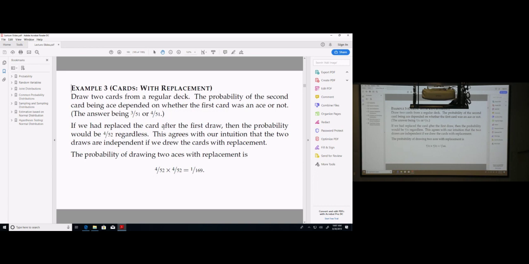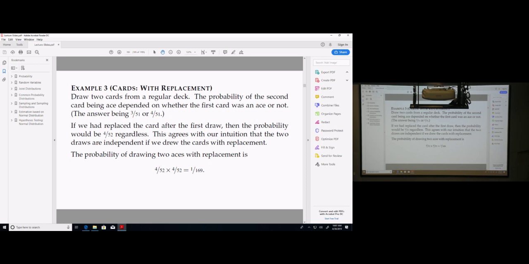But in order to make it into a certain scenario, we imagine that we put the person back into the bag, and so he will still stand a chance to be picked. So this is called sampling with replacement, and this is the situation here.